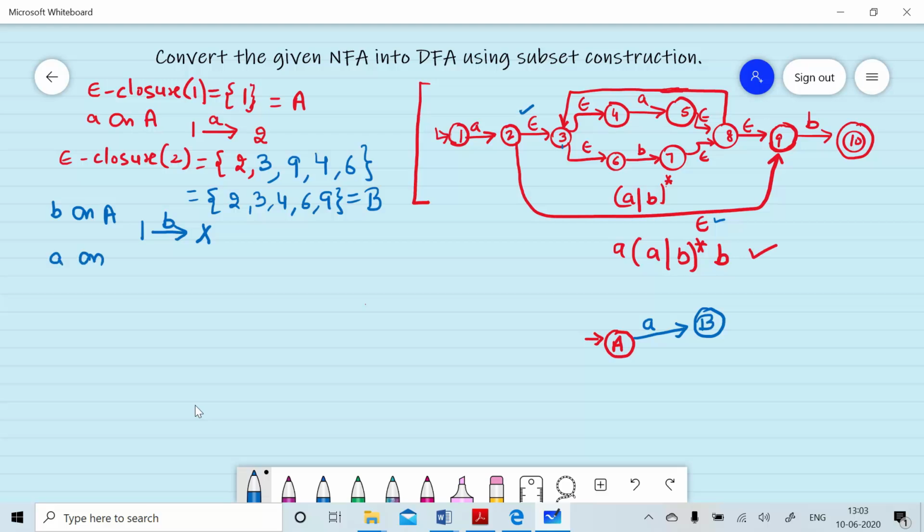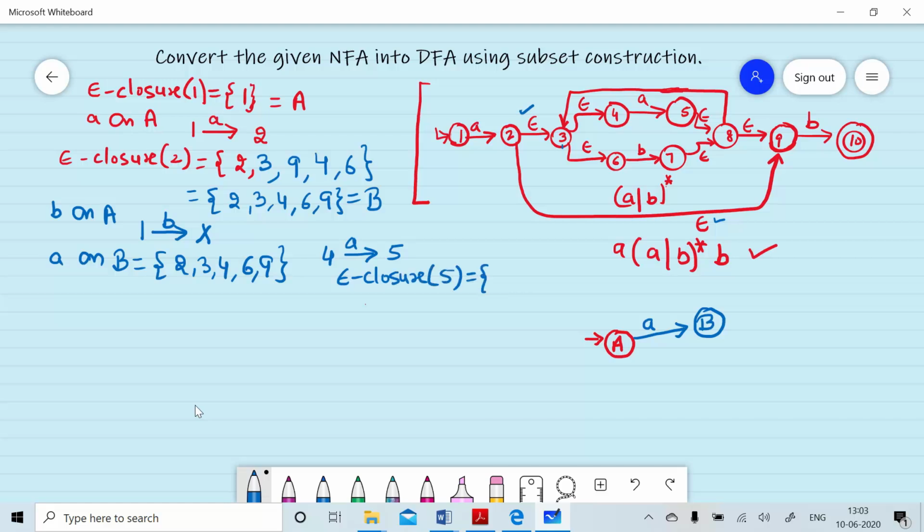Now we will discuss A on B. So B is a set which includes 2, 3, 4, 6, 9. And if we carefully observe, on state number 4, if we read A, we will move to state number 5. So now we will find out sigma closure of 5.